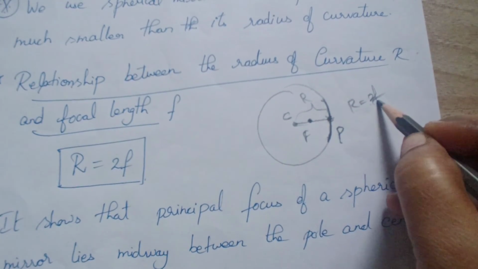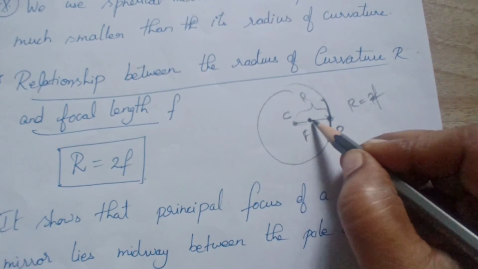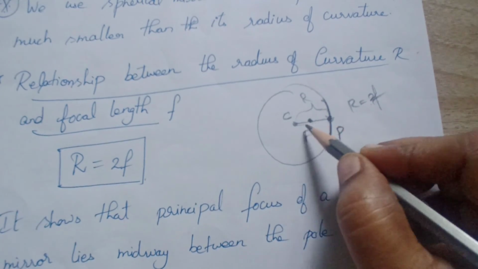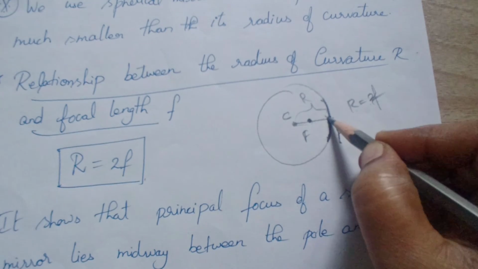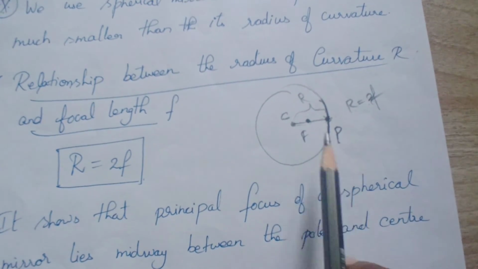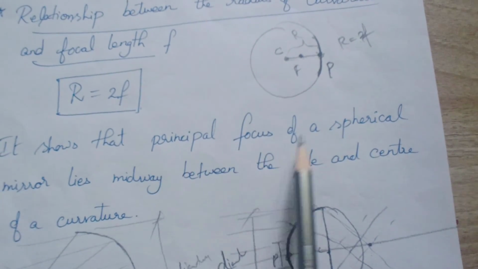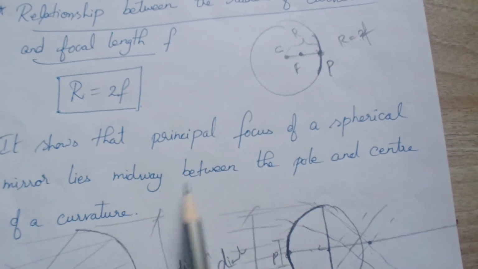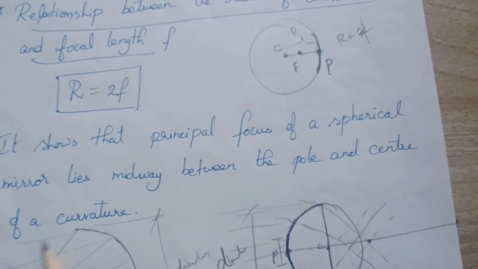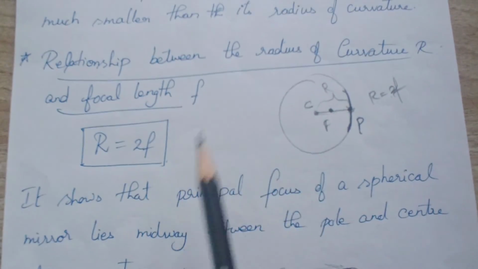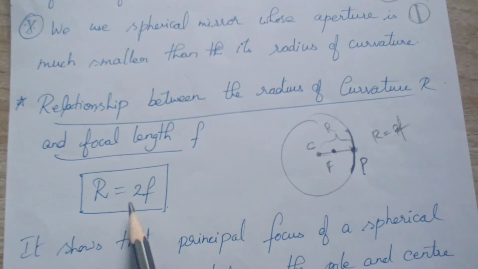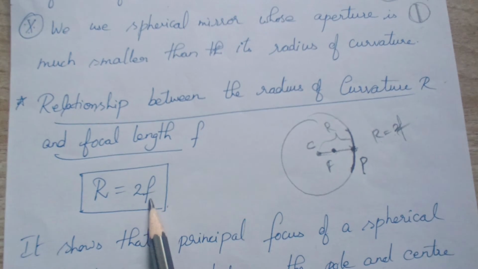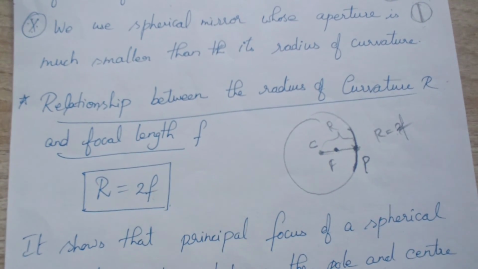When R is equal to 2f, the focal point lies in the middle of the center of curvature and the pole, right? It shows that the principal focus of a spherical mirror lies midway between the pole and the center of curvature. So what is the relationship between radius of curvature and focal length? R equals 2f. Small f indicates the focal length. Okay. Thank you.